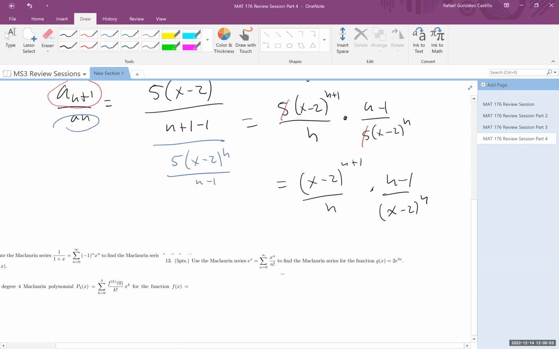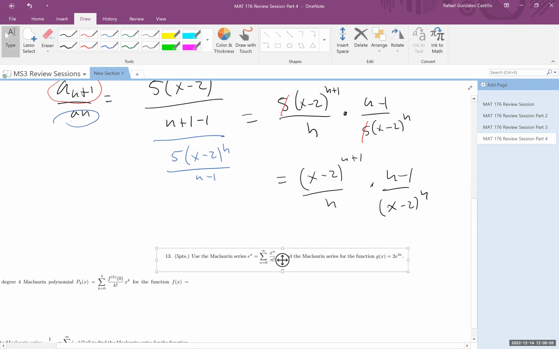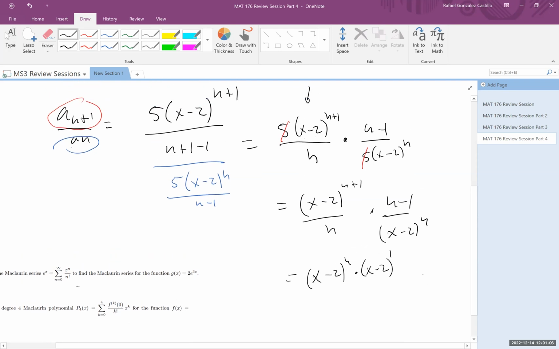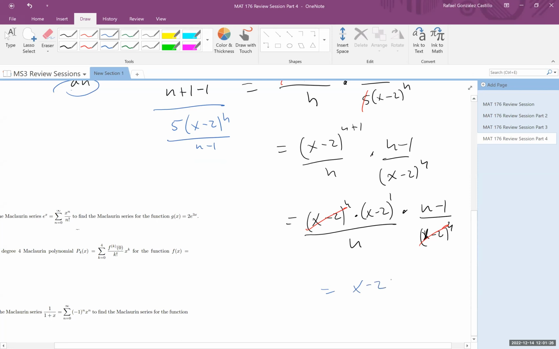From the first (x minus 2) to the n plus 1, we could factor out one (x minus 2) to the n, and I'm left with (x minus 2) to the 1. That's multiplied by (n minus 1) over (x minus 2) to the n, and this is all being divided by n. Here you can see there's some cancellation. As long as n is not equal to 0 and x is not equal to 2, we could cancel this out. I'm left with (x minus 2) over n, times (n minus 1).